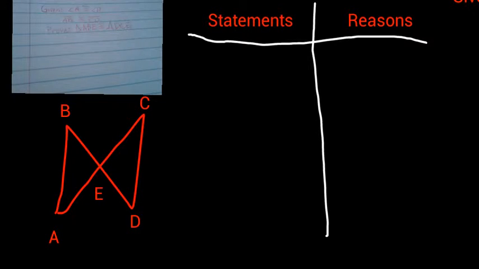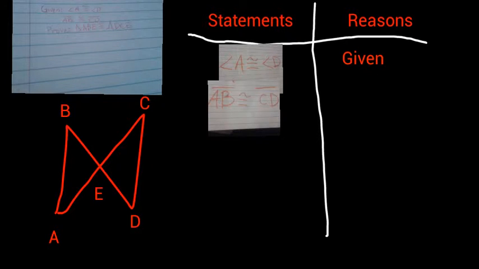Okay, in the left-hand corner, we have angle A is congruent to angle D, and line AB is congruent to line CD. We have to prove that triangle ABE is congruent to triangle DCE. We already know that angle A is congruent to angle D because it is given information, as seen right here. So for statement number 1, it is given information.